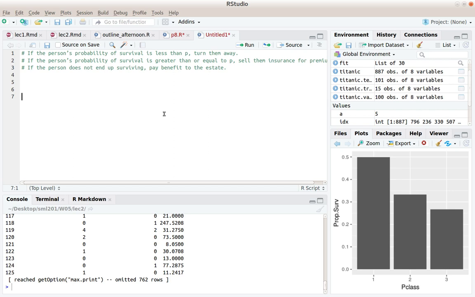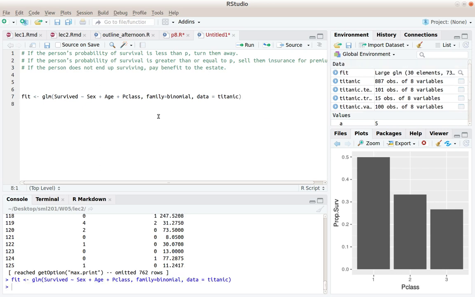So I have Titanic loaded. The first thing I'll do is get my model. It's going to be GLM, and I'm going to say survived, and we'll predict based on sex and age and class, like this. Say family equals binomial, and data equals Titanic. So that is my fit.